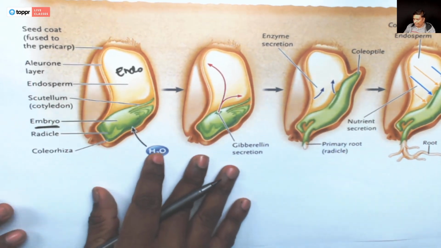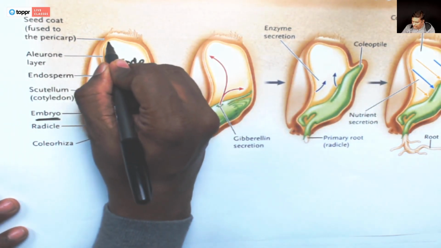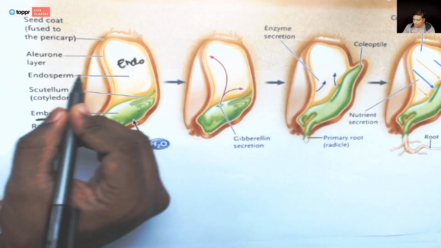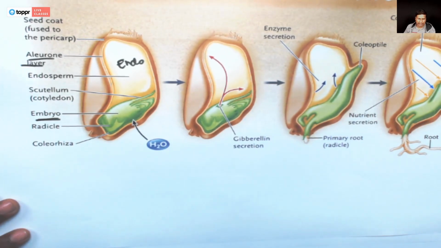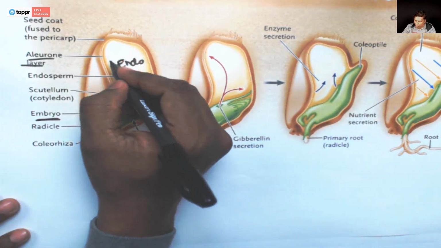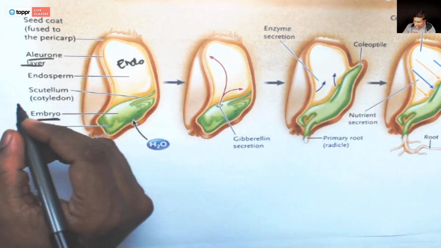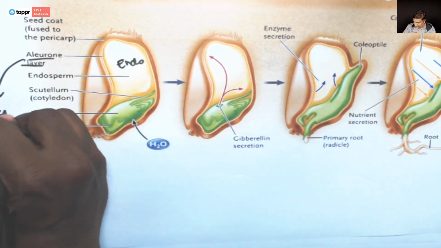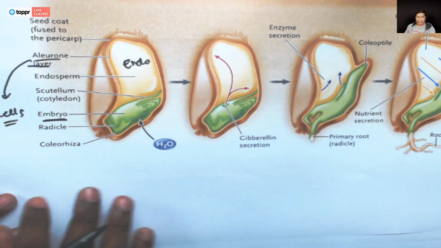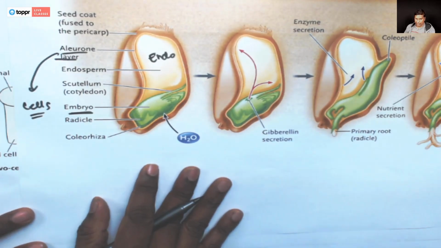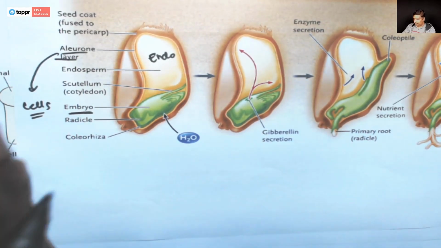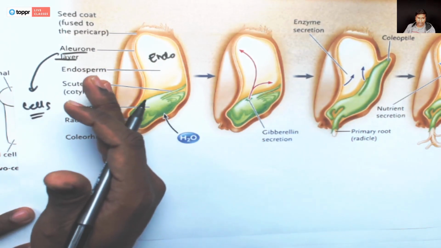Now what you have to understand here is there's a layer outside the endosperm, and that layer is called the aleurone layer. Okay, and the aleurone layer has some cells. A layer of cells is present in the aleurone layer. So you have a layer of cells just touching the aleurone layer.